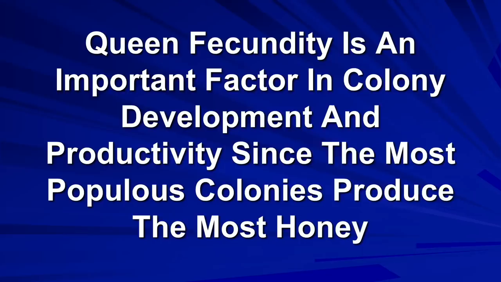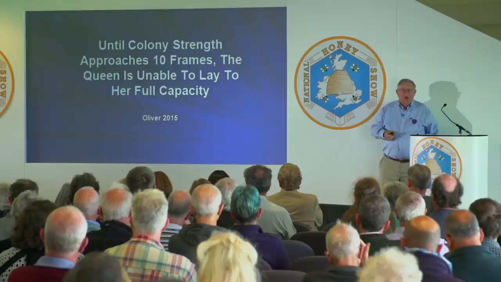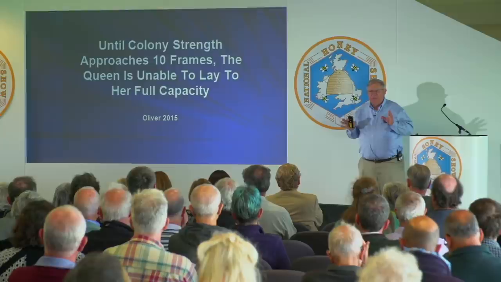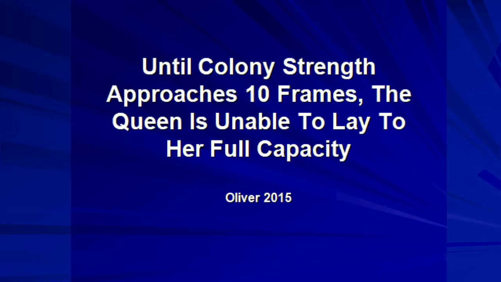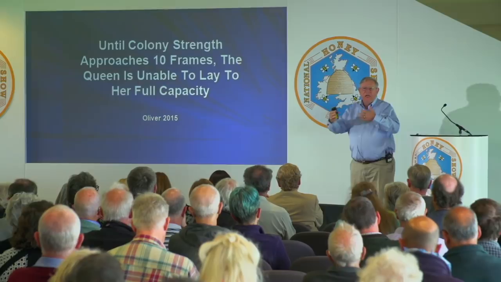Another important consideration is the fecundity of the queen and how it relates to the development of the colony. As I said, the most populous colonies will produce the most honey. Until this colony strength approaches 10 frames of bees, the queen is unable to lay to her capacity. And so the number of combs covered with bees is an indication of colony strength.